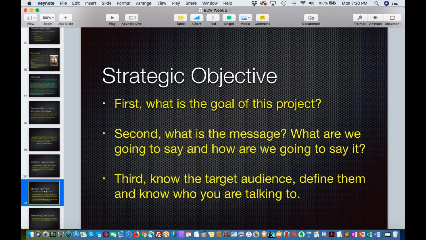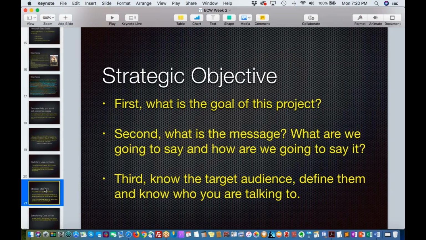So think about the goal of the project. I mentioned that earlier. It's either raise money, raise awareness, or maybe you're doing an event or a volunteer project. So stay focused on what the ad is supposed to get from the consumer, from the target audience member.